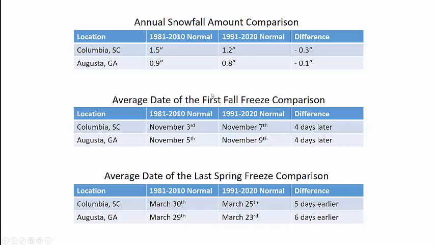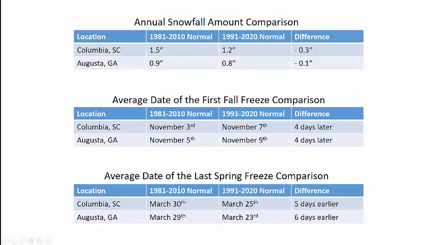The average date of the first fall freeze, using the 1981 to 2010 data set, the average date in the fall in which Columbia had their first low temperature of 32 degrees or lower was November the 3rd. With the new data set, it's now 4 days later, November the 7th. At Augusta, it's also 4 days later, trending from November the 5th to now November the 9th.